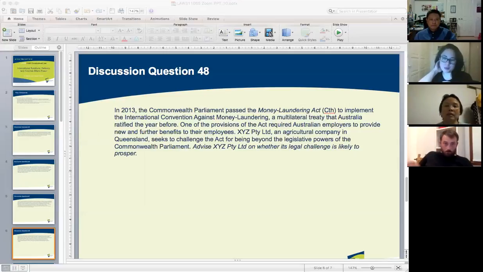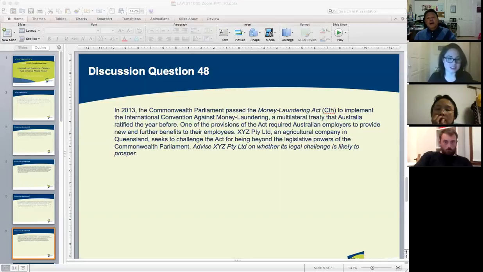Sorry, just on that point, if we were to get a problem question where somebody was challenging the law and saying that it wasn't valid under section 51(29), if we were to then argue, well, that doesn't matter because it's valid under one of these other heads, that's still a right answer.